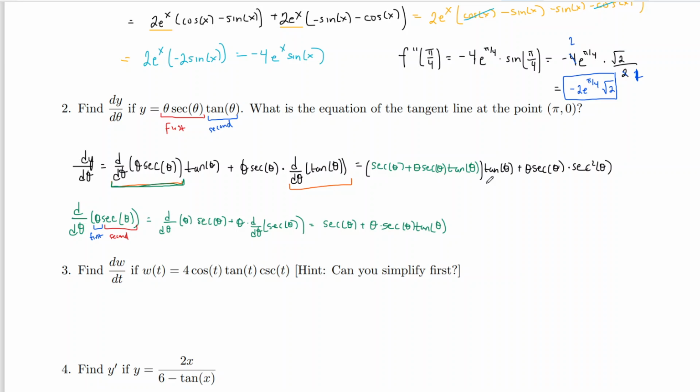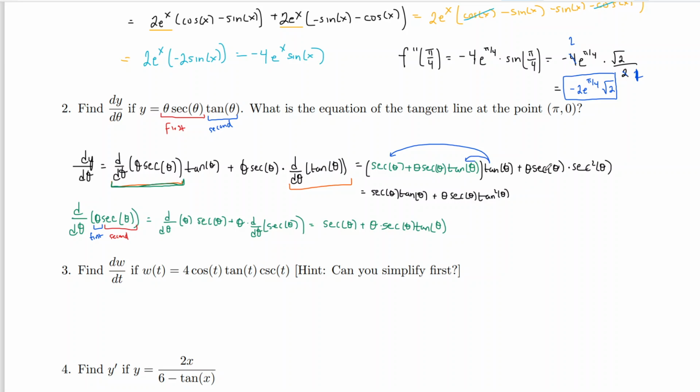Now, one thing to notice here is that we have a whole bunch of thetas and secant of thetas and tangent of thetas. It's pretty hard to read. The one thing I would do for simplifying purposes is at least distribute this tangent of theta through and see, can I actually simplify anything? And if you can, great. If you can't, don't worry about it. Now, when I distribute through, we get secant of theta times tangent of theta. In fact, we might end up making it messier. Who knows? Secant of theta times tangent of theta plus theta times secant of theta times tangent squared of theta.